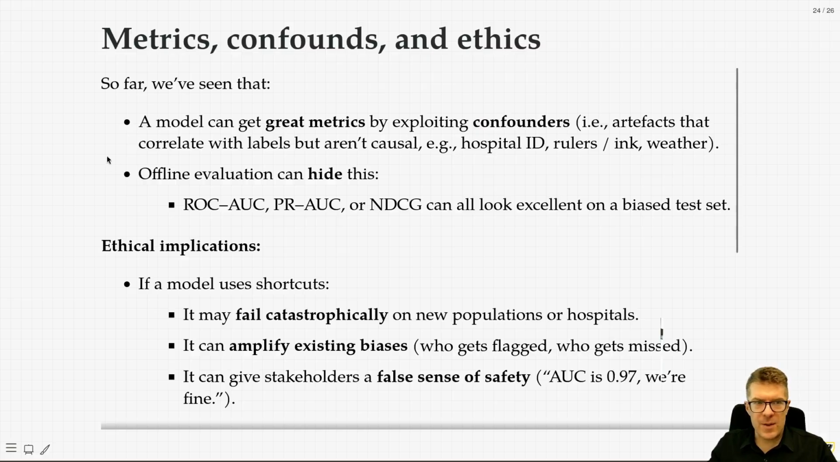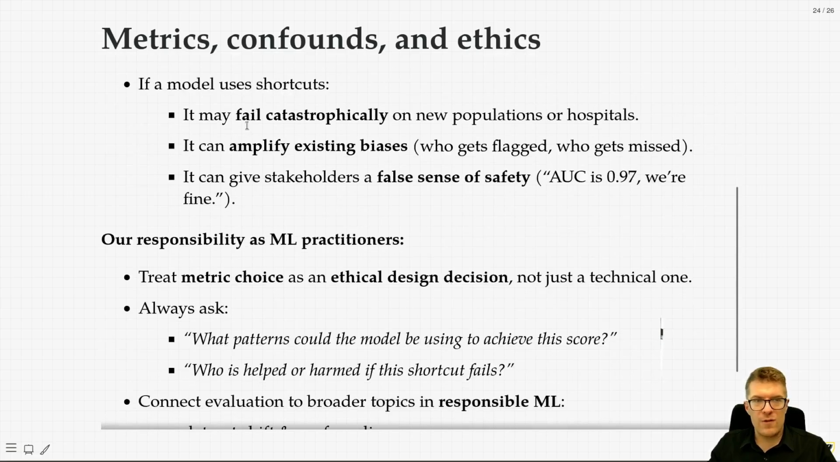So I think I basically described this already. A model can get great metrics by exploiting confounds and other kinds of shortcuts to apparently fluff itself up and make itself look good when it's really not good. We want to try to avoid that. We want to avoid catastrophic failures on new populations or hospitals. We want to make sure that we're not amplifying any kind of existing biases that might exist in our data. We want to not give stakeholders a false sense of safety. So there are two sides to this equation.